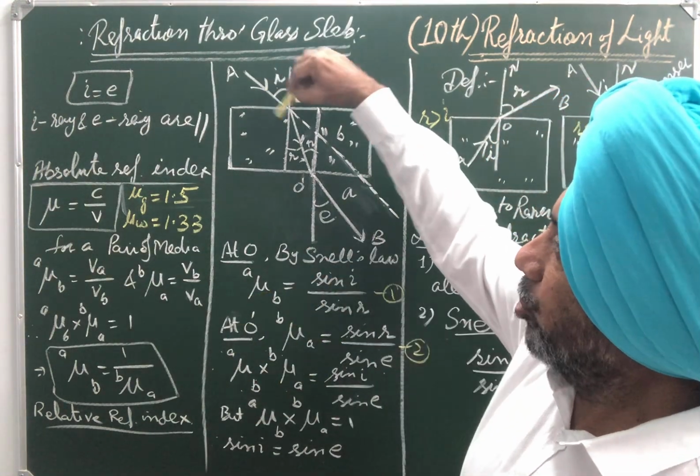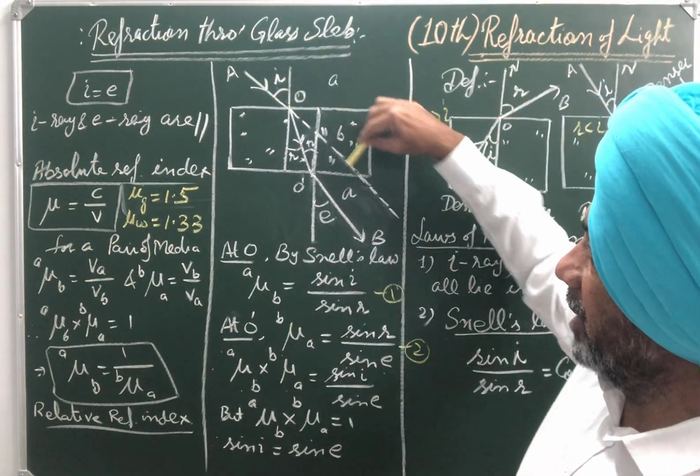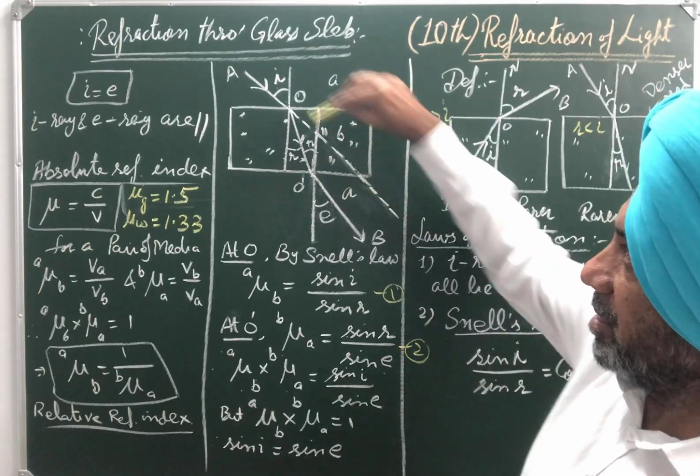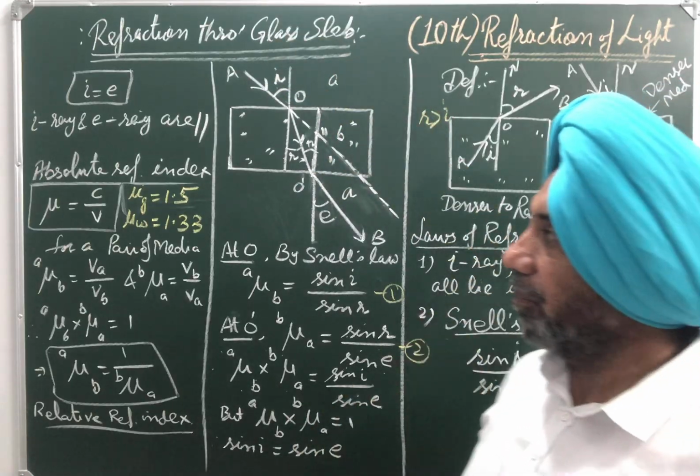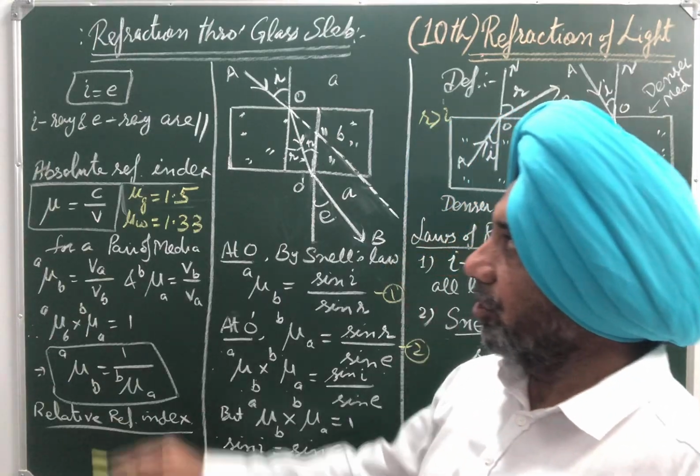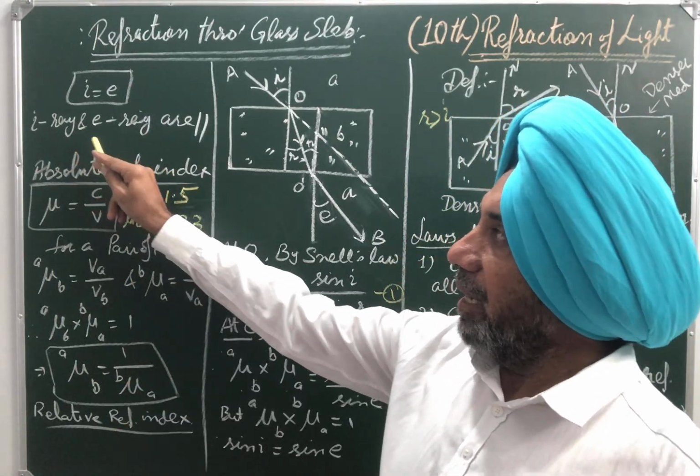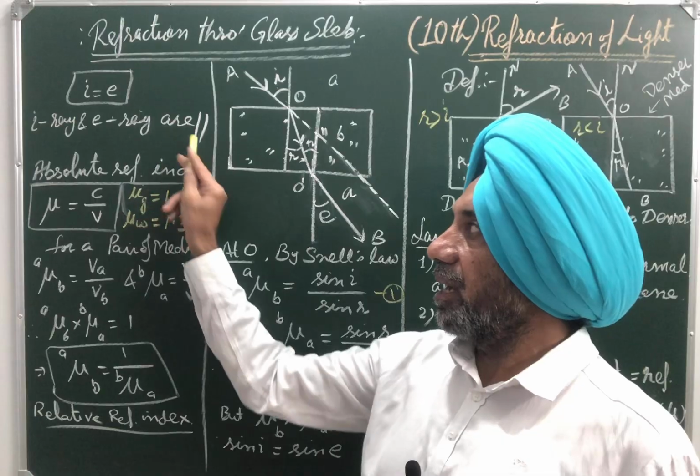It means if there is no glass slab, the incident ray should go like this. So the emergent ray and incident ray are parallel. So the I ray and E ray, incident ray and emergent ray, are parallel to each other.